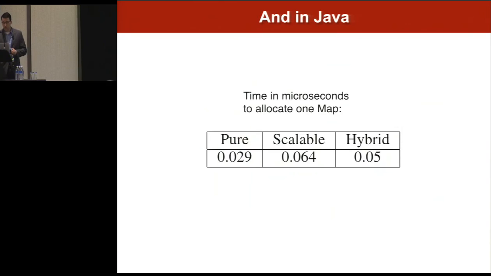So now, just to show that this isn't Haskell specific, let's go back to those Java examples as well. We implemented our benchmarks in both systems. So we already looked at the allocation costs of scalable maps. We can see that the hybrid allocation cost is not as cheap as the purely functional map, but is still cheaper than our scalable concurrent skip list map.